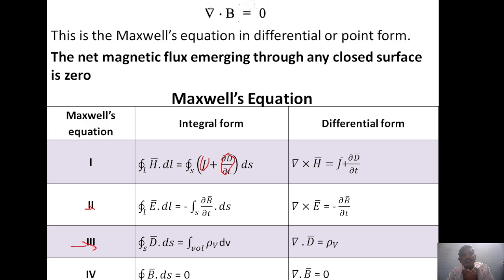Again, from electric Gauss law, the surface integral of D dot ds is equal to the volume integral of rho v into dv, so that gives del dot D is equal to rho v. Similarly, from magnetic Gauss law, the surface integral of B dot ds is equal to 0, so del dot B is equal to 0. So this is the summary of all the equations for Maxwell's equations from the fundamental laws. Thank you.